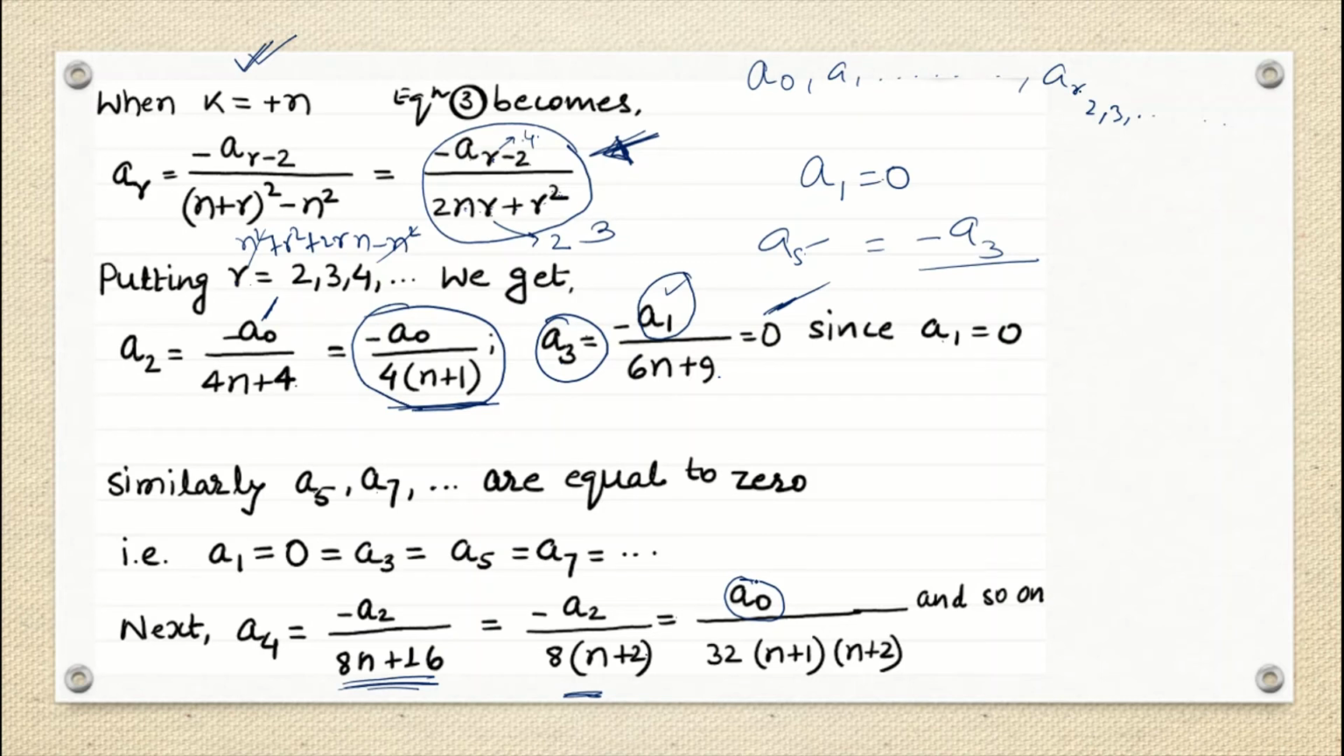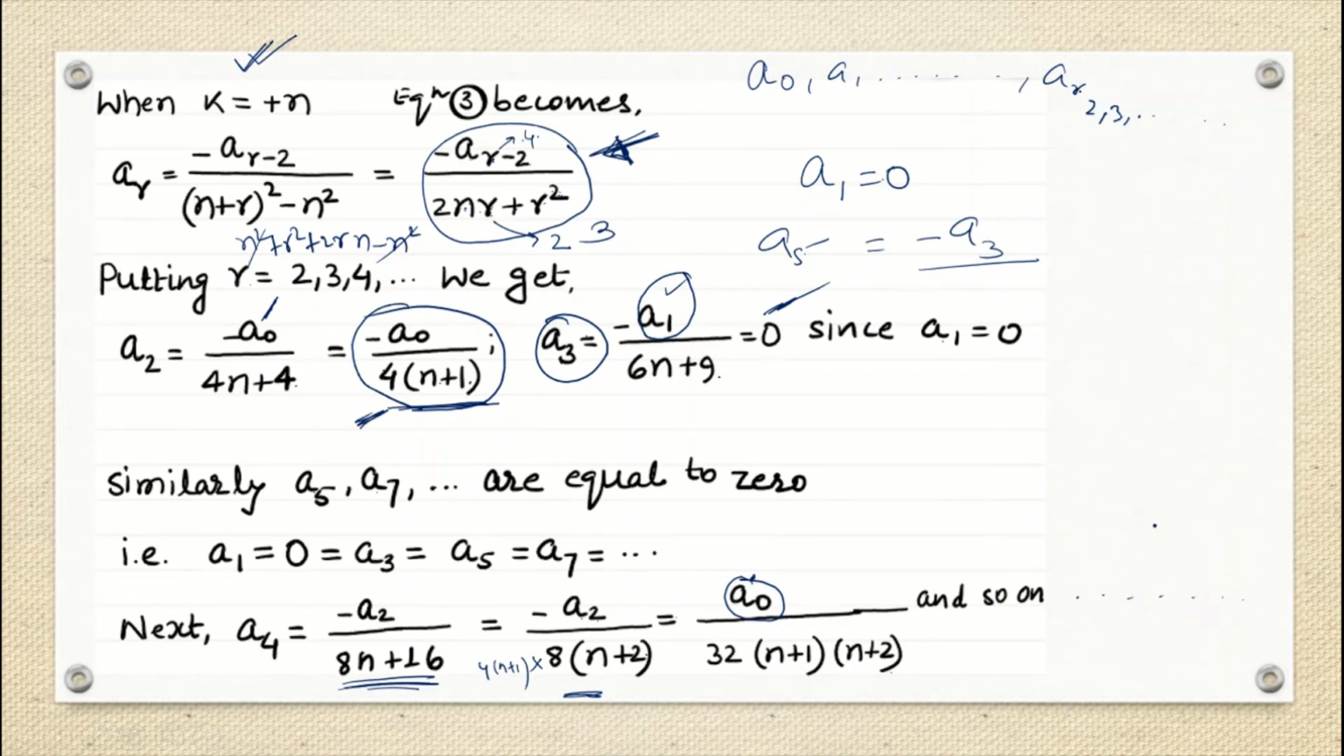So if I am putting it in terms of A0, what should I write down? A2 is how much? A2 is minus A0. So minus and minus will become plus A0. And here it was how much? 4(n plus 1). So 4(n plus 1) into 8(n plus 2) will give you 32(n plus 1)(n plus 2), and so on. You can make it, right?